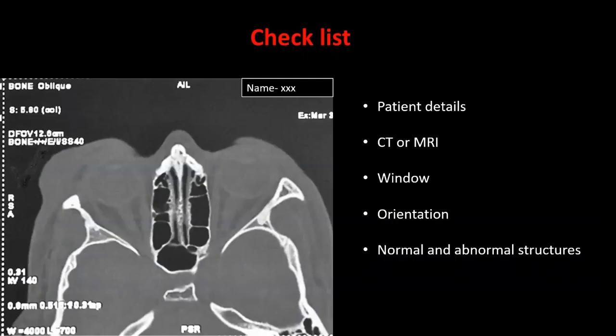Now here I would like to draw your attention and highlight the checklist while interpreting an image. First, check for the patient details. See if it is a CT or MRI, which window, and the orientation, if it's axial, coronal, or sagittal, and look for the normal and abnormal structures.